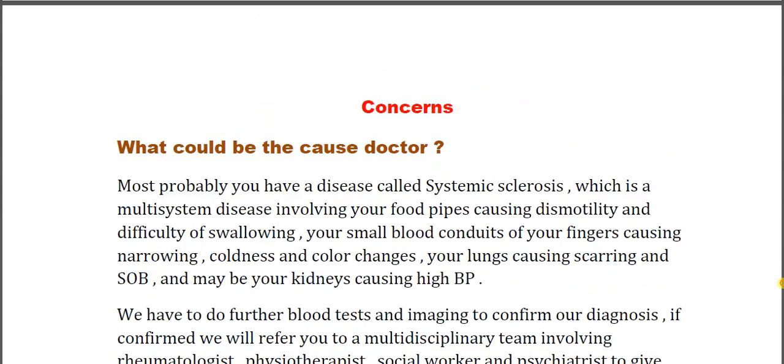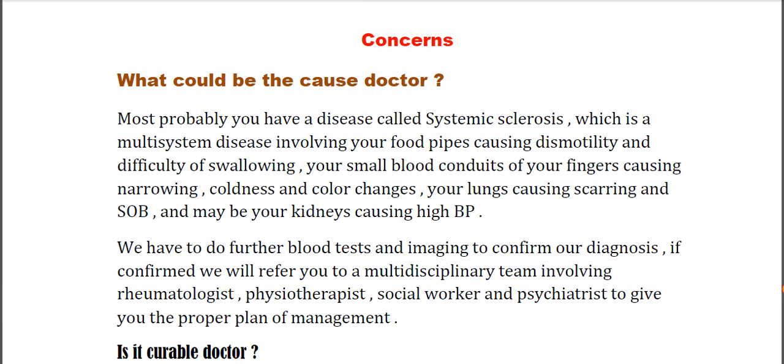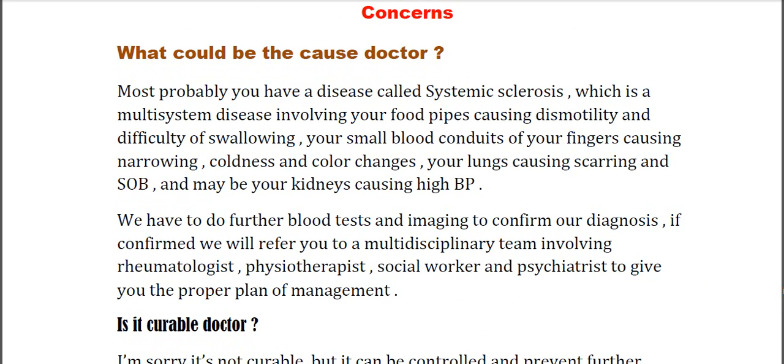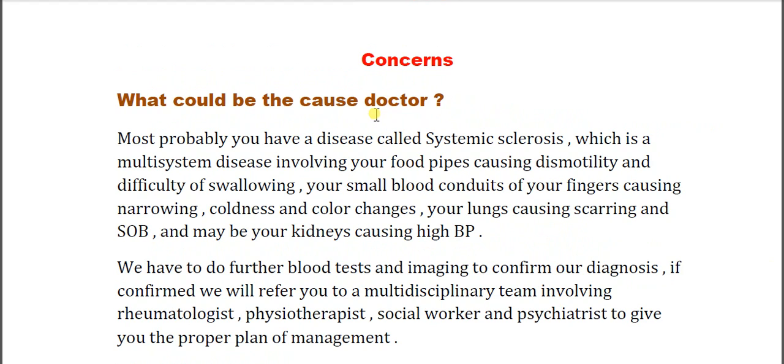Okay, what concern may the patient ask in this case? What could be the cause, doctor, of my sister's difficulty with swallowing? Doctor, I appreciate your concern. Most probably, your sister has a disease called systemic sclerosis, which is a multi-system disease involving your food pipe causing dysmotility and difficulty with swallowing, and the small blood vessels of your fingers causing narrowing, coldness and color changes. Your lung is causing scarring and shortness of breath, and maybe also your heart and your kidneys may be involved, causing your high blood pressure.